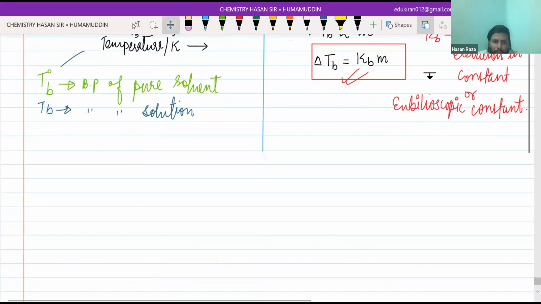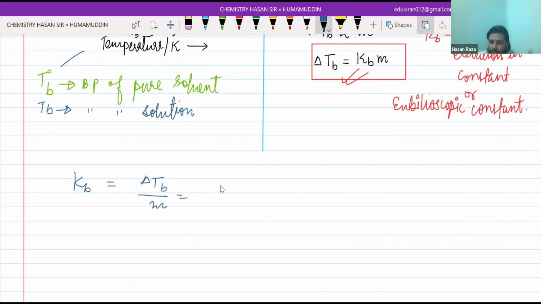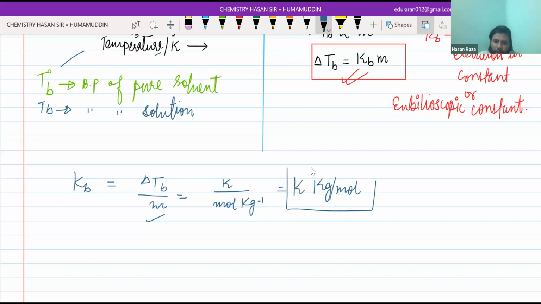Okay. Can anyone find the unit of Kb? If you have the formula, you can easily calculate the unit of Kb. Kb will be equal to delta Tb upon m. You know that delta Tb is change in temperature, and the SI unit of temperature is Kelvin. You also know the unit of molality, that is mole per kg. So the unit can be written as Kelvin kg per mole. This will be the unit of Kb. Is that clear? Yes, sir.